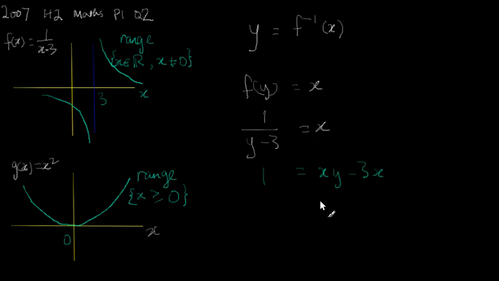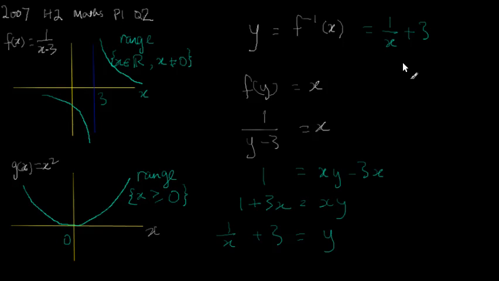I want to solve for y, make y the subject. So add 3x to both sides, and then divide both sides by x. So I get y equals 1 over x plus 3. And here we have the answer. This is equal to y, which is the inverse function. So therefore the inverse function is 1 over x plus 3.